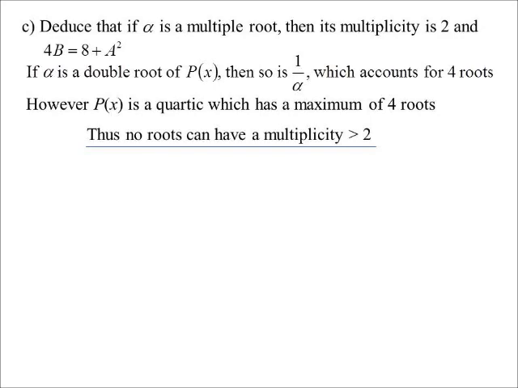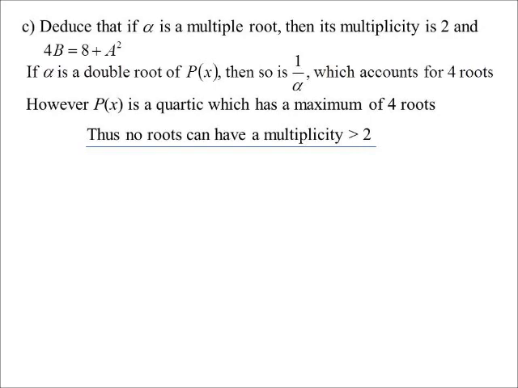Therefore, if it is a multiple root, I've just assumed it was a double root. So if it is a double root, then yes, I end up with 4 roots. But I can't get anything bigger than that, because if it was a triple root, then the reciprocal would be a triple root, which would give me 6 roots. But it's a quartic. I can't have more than 4 roots. So the maximum it could be is 2. So if it has a multiple root, our only possibility is a double root, its multiplicity must be 2. So no roots can have multiplicity of greater than 2.